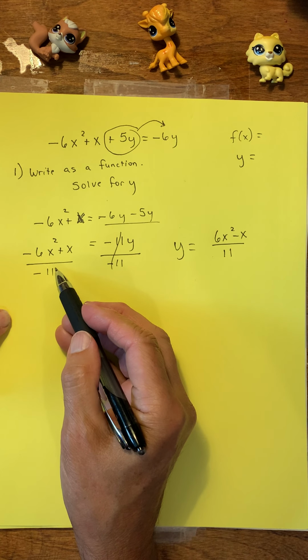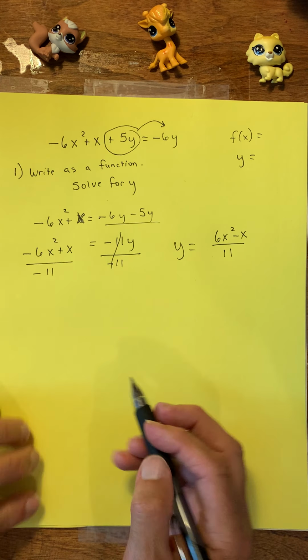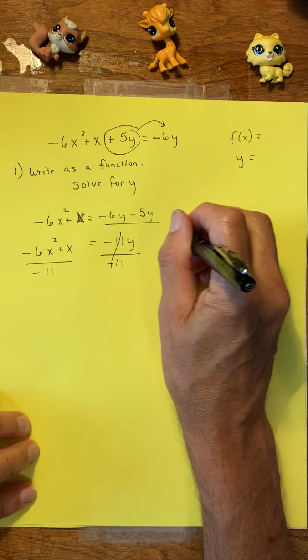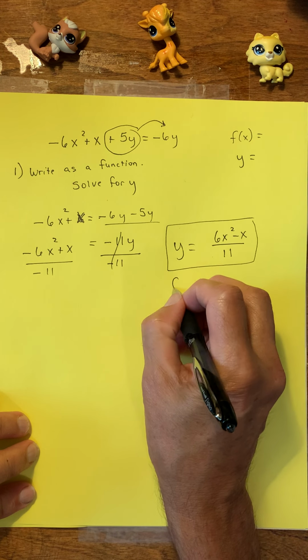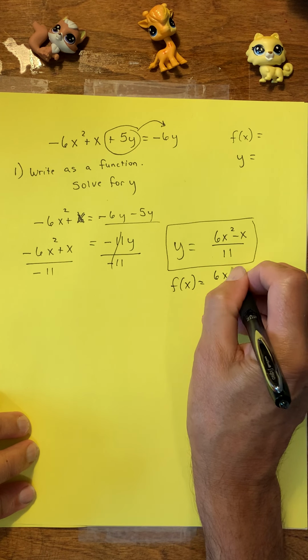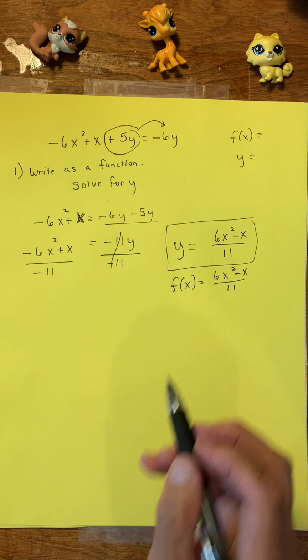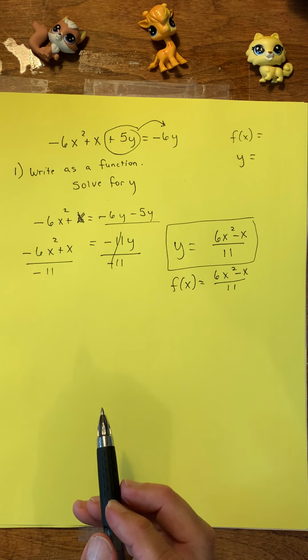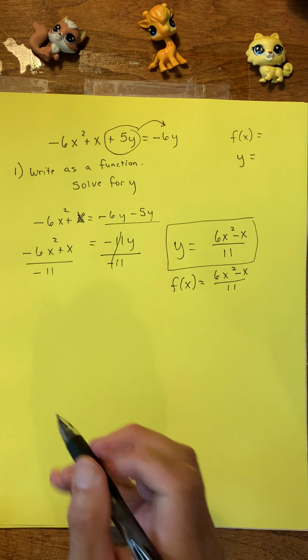If you wrote it this way, it would be fine, but it's a little clumsy. So here's my y equals, and if they ask me to write it as a function, I write it as f of x equals 6x squared minus x over 11. So that's the first step they asked me to do, is write this as a function.